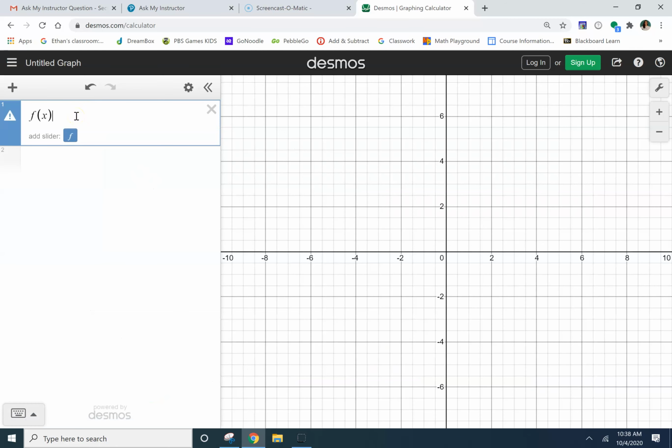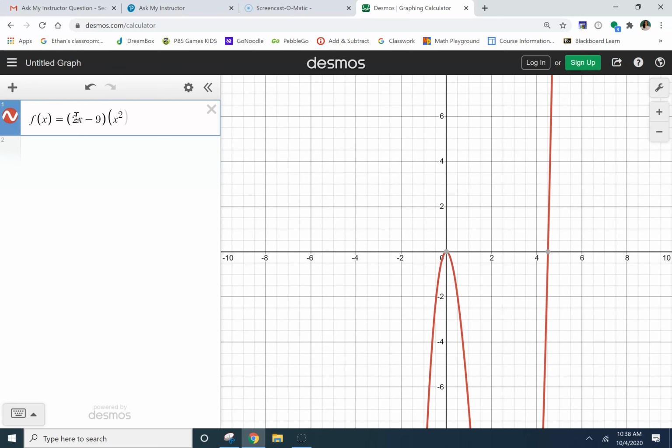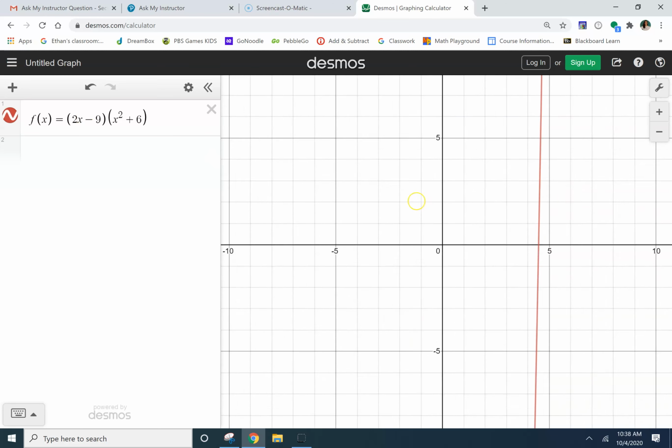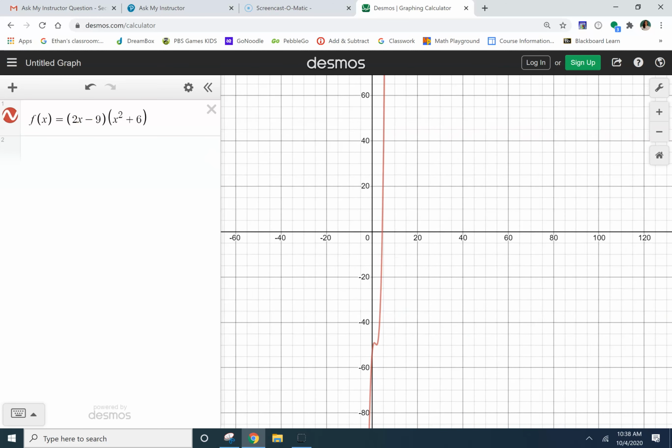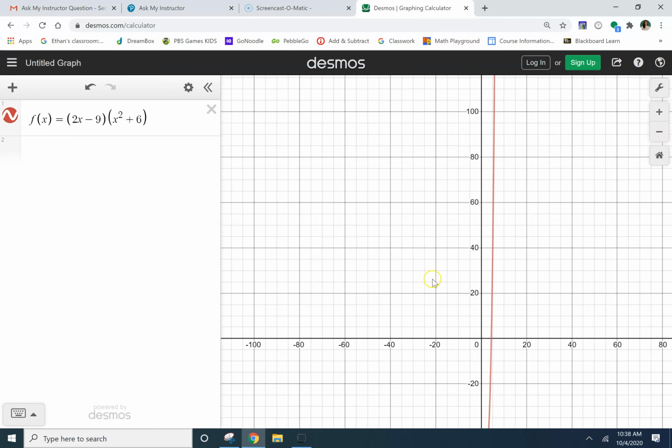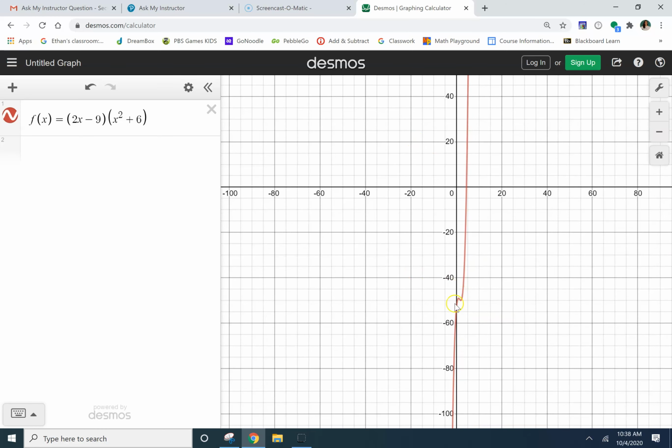So my function is 2x cubed, this is the original function that was given to us, not the derivative, minus 9x squared plus 6. Ooh, and that looks awful. Probably have to zoom out. Oh, there it is. Wait. Oh, way down there. Yuck.